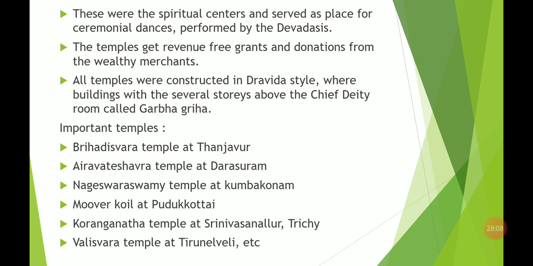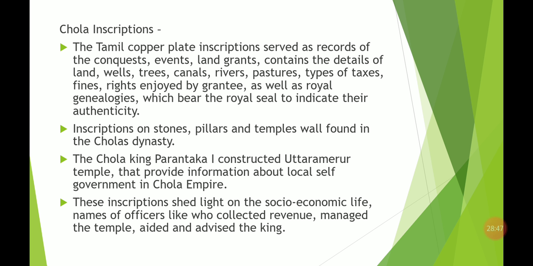Here I am giving you some names of the temples that were constructed by the Chola rulers: the Brihadeshwar temple at Thanjavur, the Airavateshwar temple at Darasuram, the Nageshwara Swami temple at Kumbakonam, Moovar Koil at Pudukkottai, the Koranganatha temple at Srinivasanallur, Tiruchi, and the Valishwara temple at Tirunelveli. So these were some examples of temples constructed during the Chola Empire.